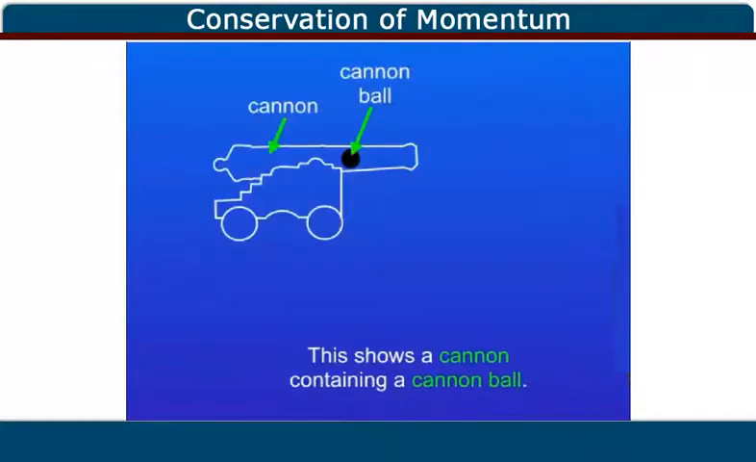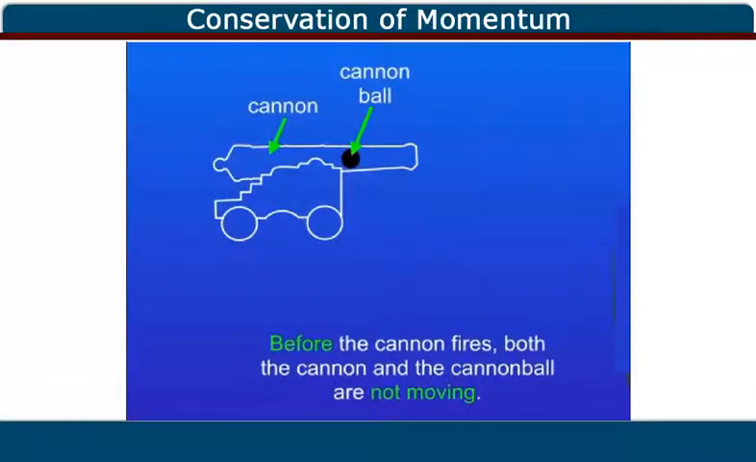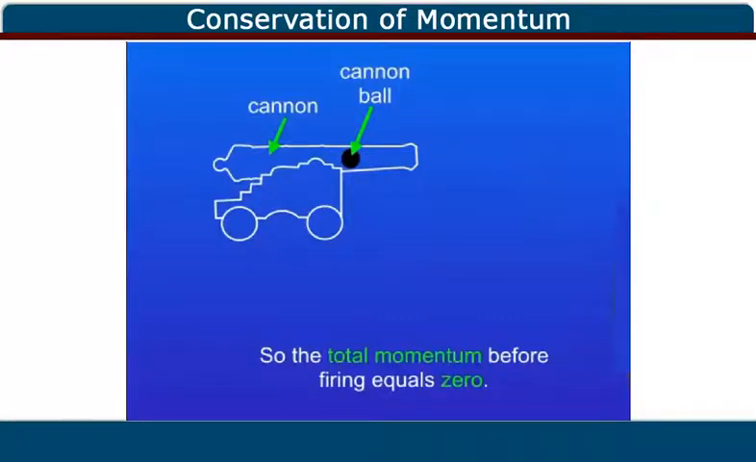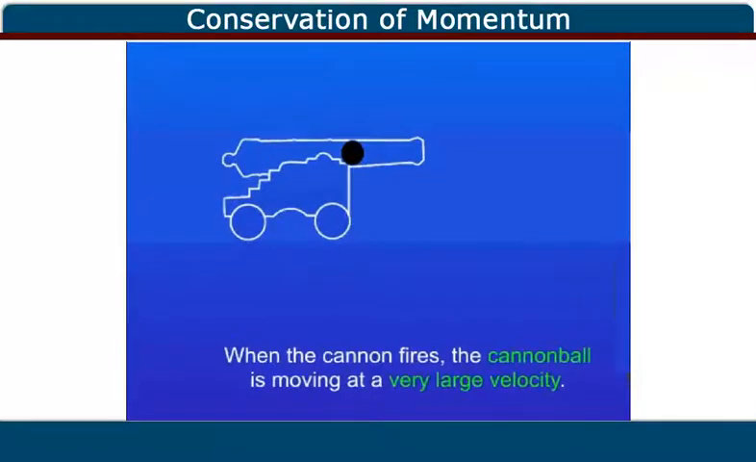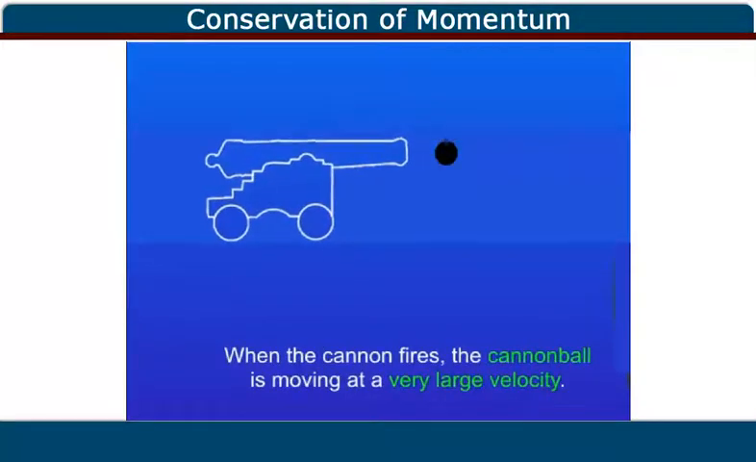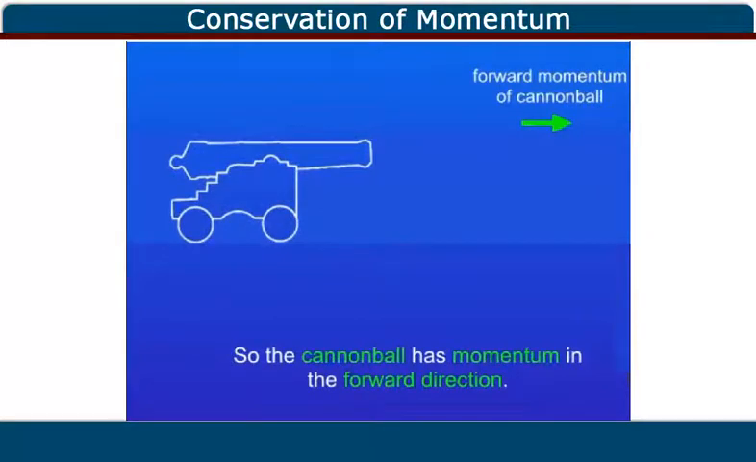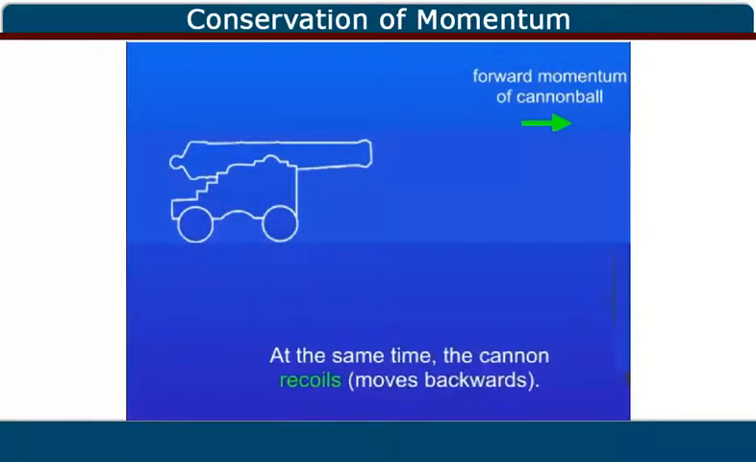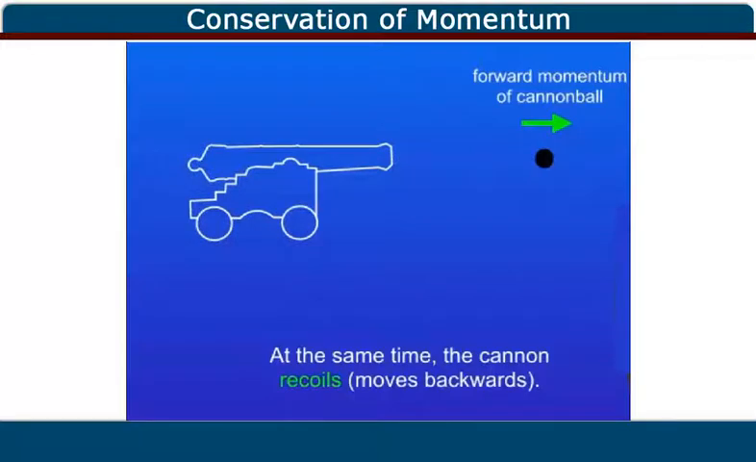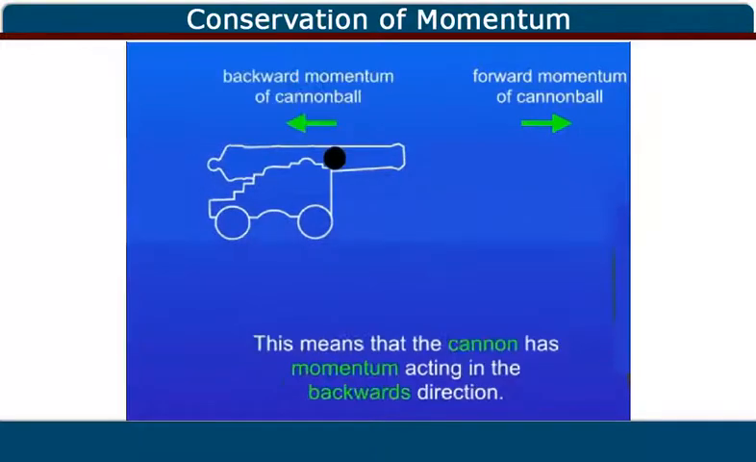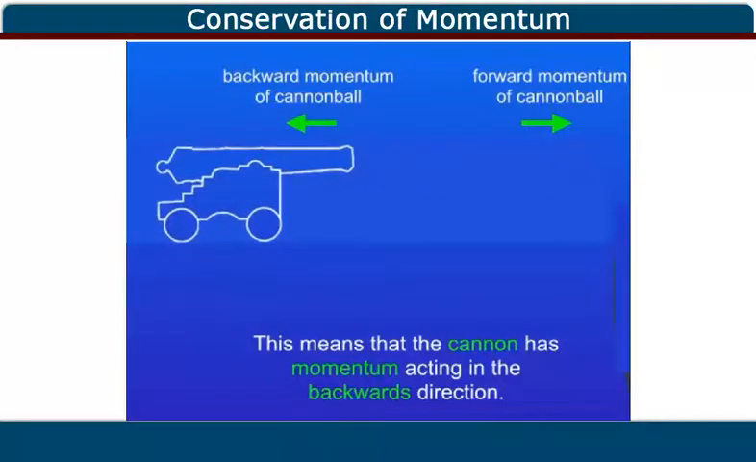Here's another example. This shows a cannon containing a cannonball. Before the cannon fires, both the cannon and the cannonball are not moving, so the total momentum before firing equals 0. When the cannon fires, the cannonball is moving at a very large velocity, so the cannonball has momentum in the forward direction. At the same time the cannon recoils, in other words, it moves backwards. This means the cannon has momentum acting in the backwards or negative direction.